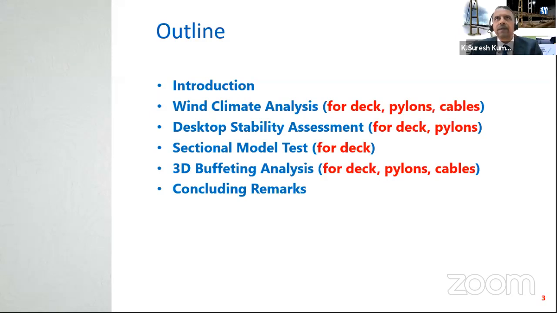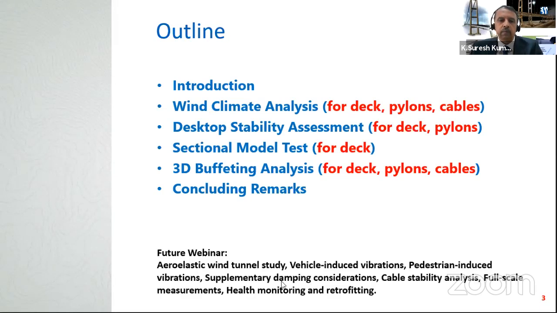So this is basically, you can say, the most essential to be done for any bridge. That is why I picked up these topics, not any detailed topics, which will be in future webinars, which you can see down. Aeroelastic wind tunnel study, vehicle-induced vibrations, pedestrian-induced vibrations, and supplementary damping considerations, cable stability analysis, full-scale measurements, self-monitoring, retrofitting, and these topics can be taken up, can be given webinars in the future. So let us look at what is the most essential which is required, and that is what this webinar is going to be.